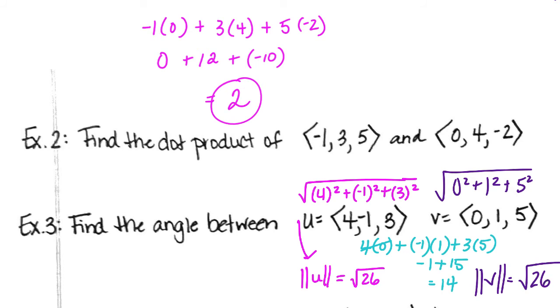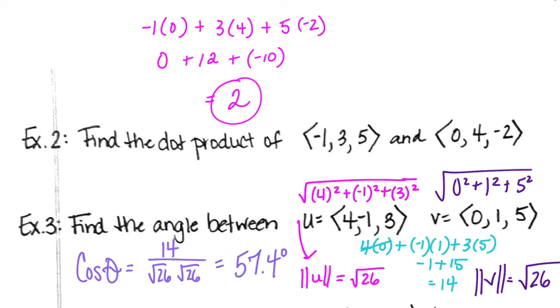So let's remember how to find the angle between two vectors. We are taking the cosine of theta is equal to the dot product, which I know is 14, over the square root of 26 times the square root of 26. And remember, to put this in our calculator, we need to take the inverse. So let's take a minute to do that. And when I find the inverse cosine, arc cosine of 14 over root 26 times root 26, I do get an angle of 57.4 degrees.